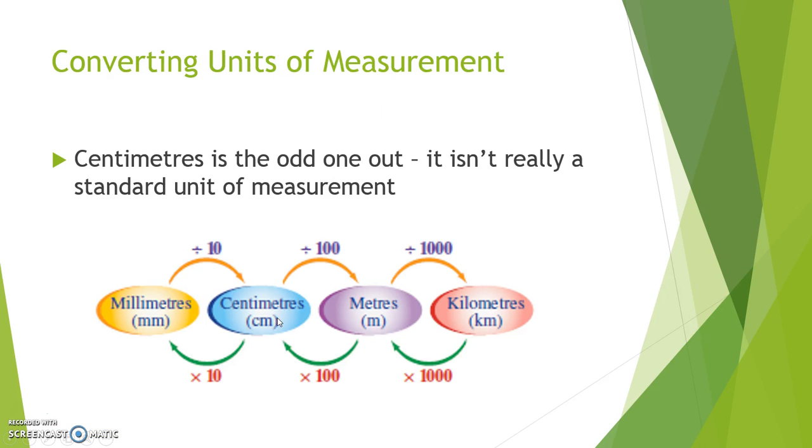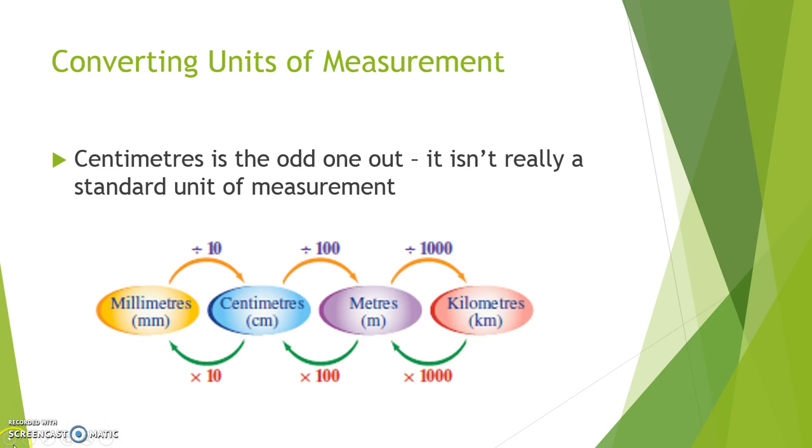So, converting units of measurement. We have our smallest common unit of millimeters, which is often used on scale drawings of house plans and things like that, builder plans. We have centimeters, which is the odd one out, so to speak. It's not really a standard unit of measurement, but we tend to use it more frequently because it's a better fit for things. We then have meters and kilometers.